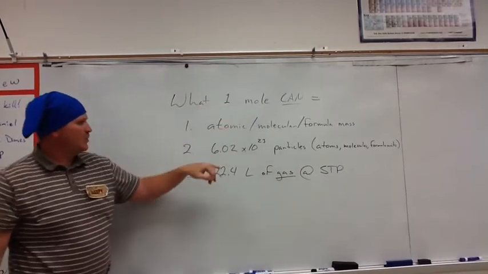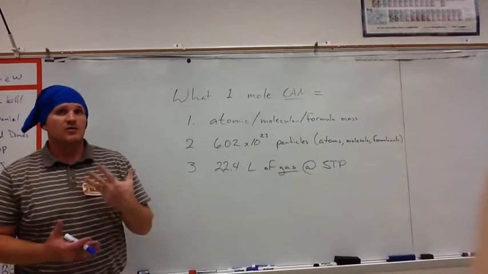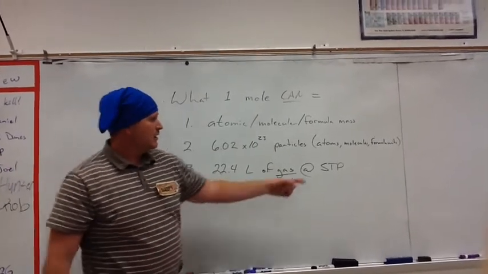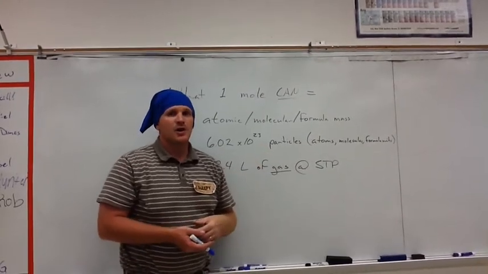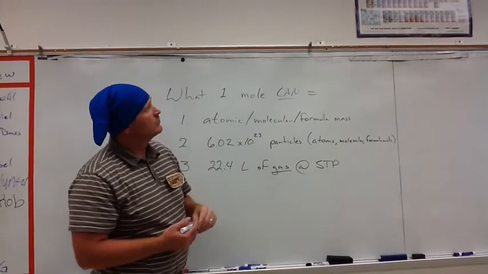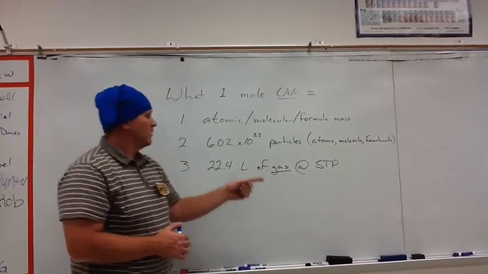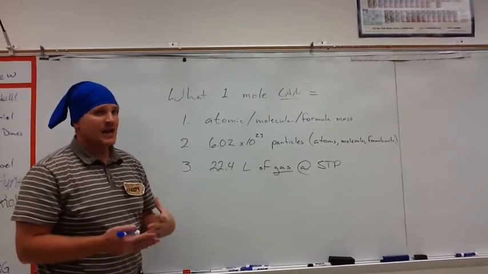1 mole can equal 6.02 times 10 to the 23rd particles. Now particles can be a number of things. It can be atoms. So if I want to know how many atoms are in a mole of lithium, I can go to this 6.02 times 10 to the 23rd number, and that's going to be how many atoms I have in it.